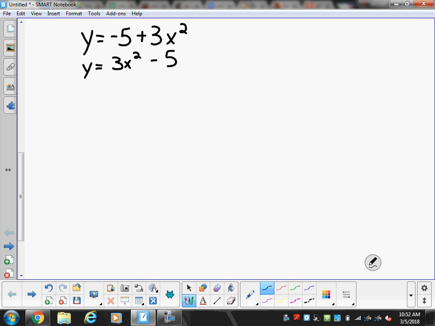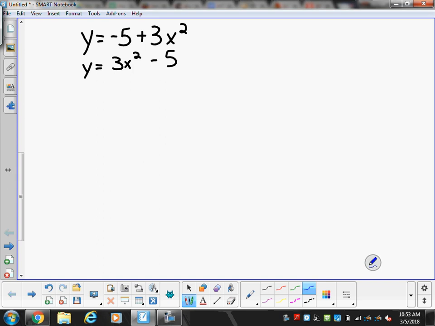Is this parabola going to open up or down? Up, because the 3 is positive. The x squared term is positive. Okay, so it's going to open up. So when you see the graph, it's going to be a U shape.